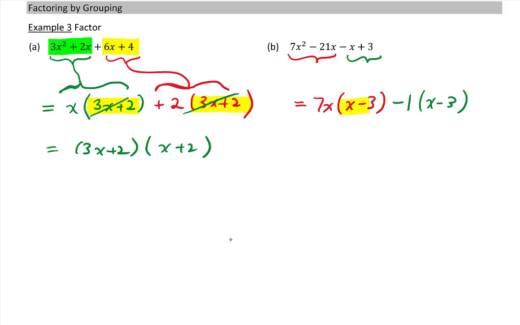If we look at both these expressions, they both have x minus 3. If I take out the x minus 3, I'm left with 7x minus 1. And there is my factored form for that quadratic.